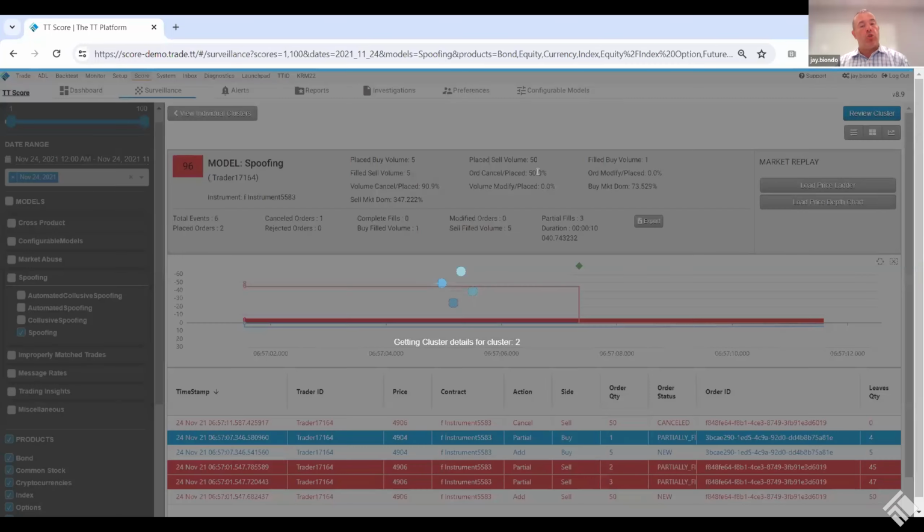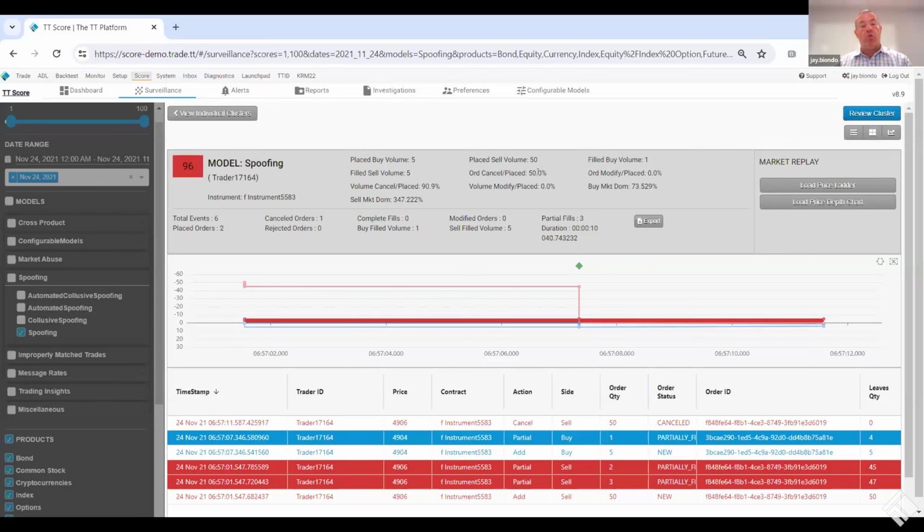Once you get into this screen, you now get tools to investigate this activity yourself, because the score is just pointing you in the direction of where an issue may lie. It's not making a legal statement that spoofing has in fact occurred here. We still rely on the human expert to make that determination, and we provide tools within the alerts for you to conduct your investigation.